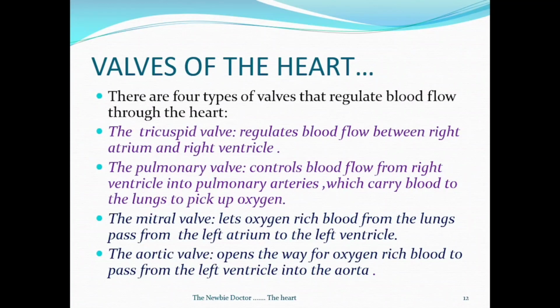So we have the tricuspid valve, which regulates blood flow between the right atrium and the right ventricle. And then we have the pulmonary valve that controls blood flow from the right ventricle into the pulmonary arteries, which carry blood to the lungs to pick up oxygen. We also have the mitral valve, which is also known as the bicuspid valve. This valve lets oxygen-rich blood, which has been oxygenated in the lungs, pass from the left atrium to the left ventricle. And then we have the aortic valve. This opens the way for the oxygen-rich blood to pass from the left ventricle to the aorta.